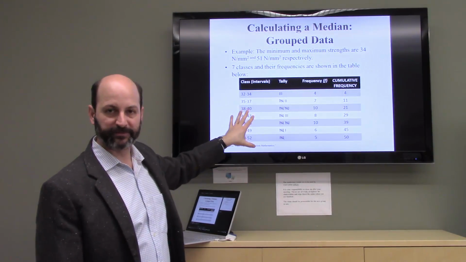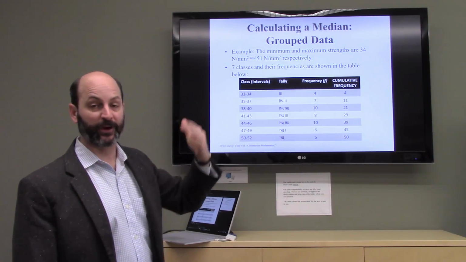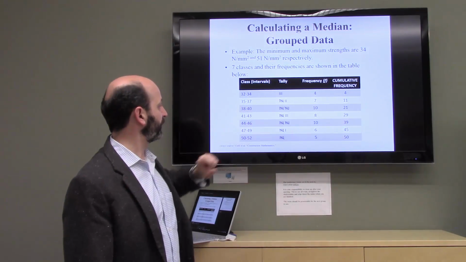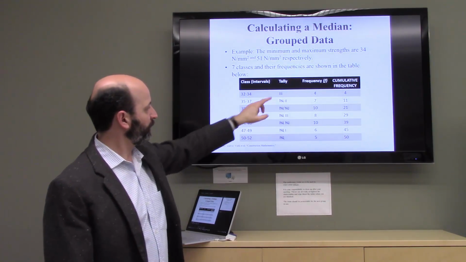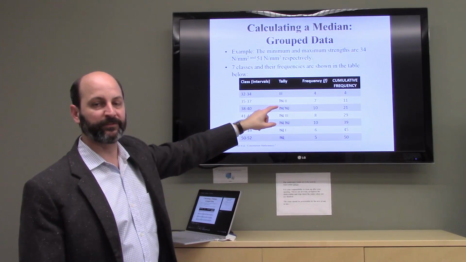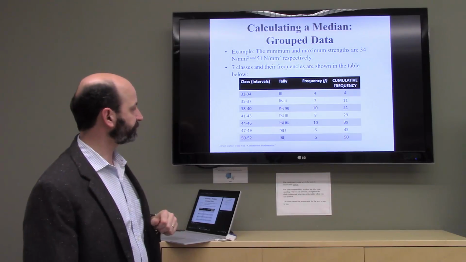Here's how we did that before. We had class intervals of 2, that was the upper boundary minus the lower boundary. 32 to 34, 35 to 37, on up. And we did a tally. We calculated the number of frequencies for values that fit within that interval, okay?